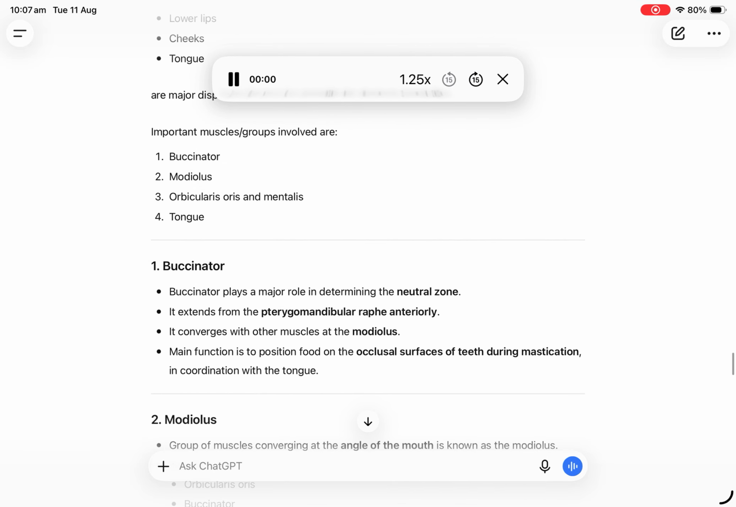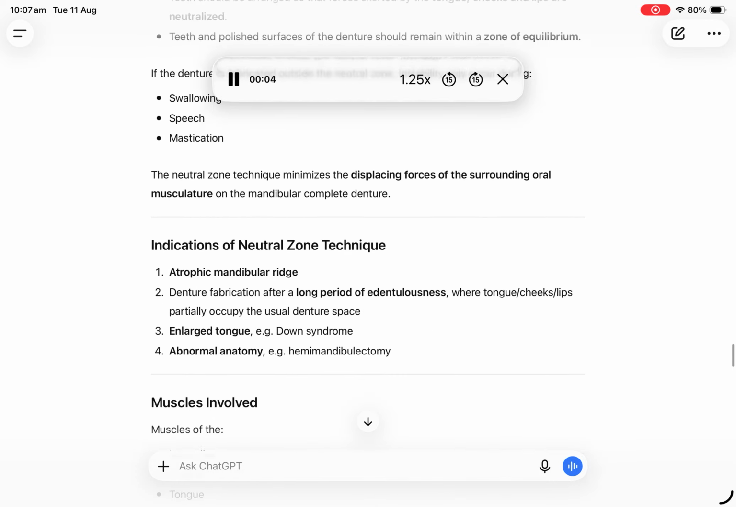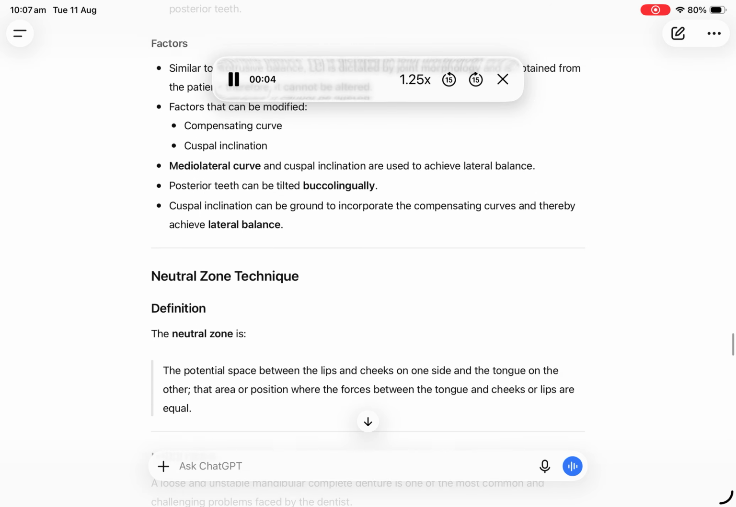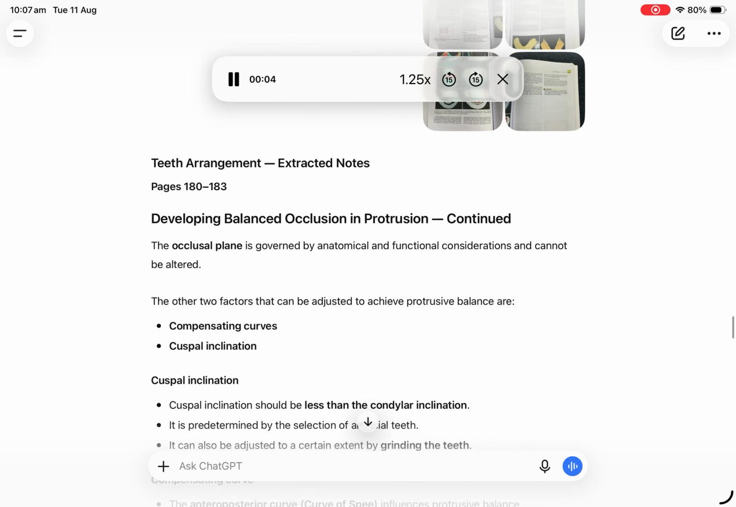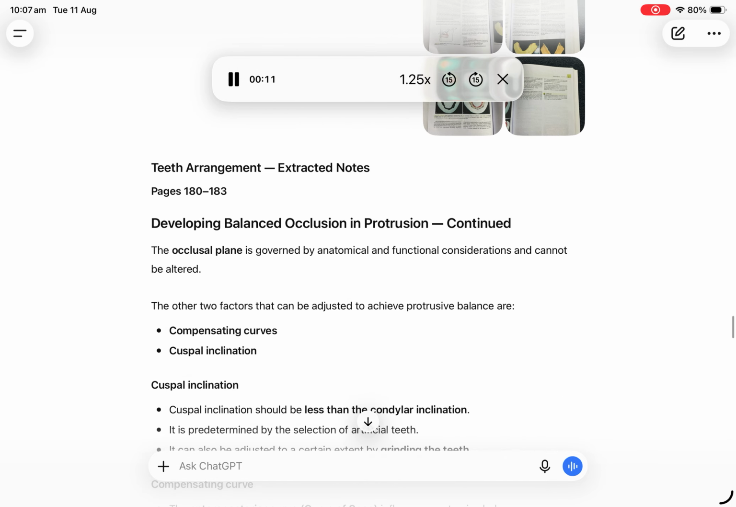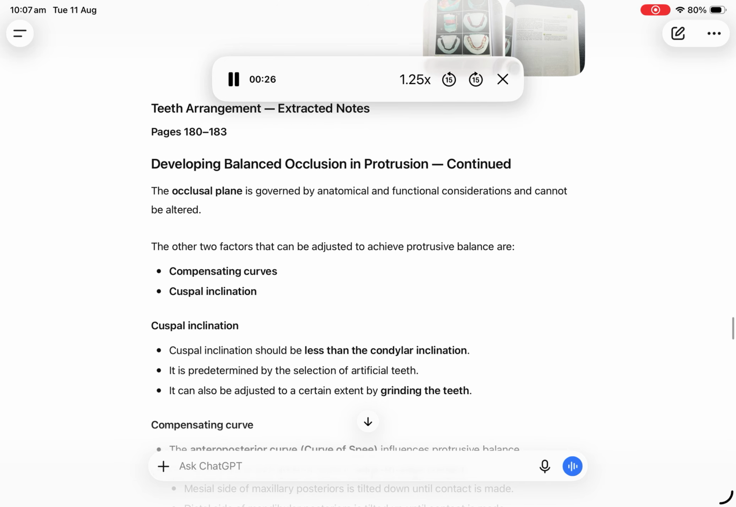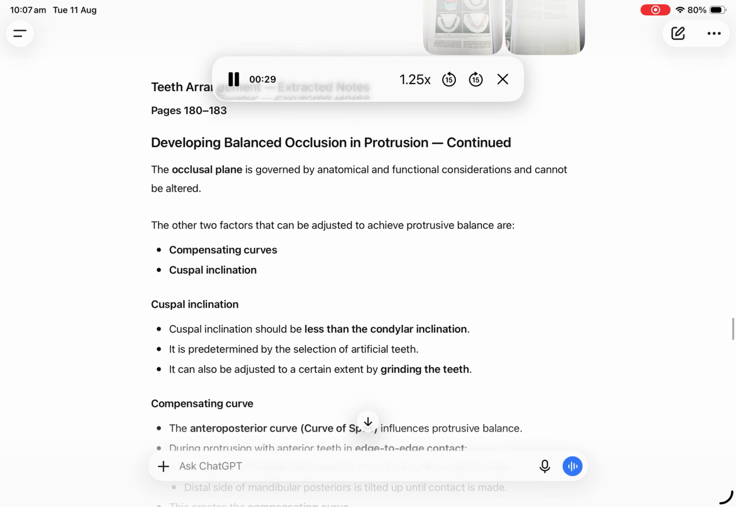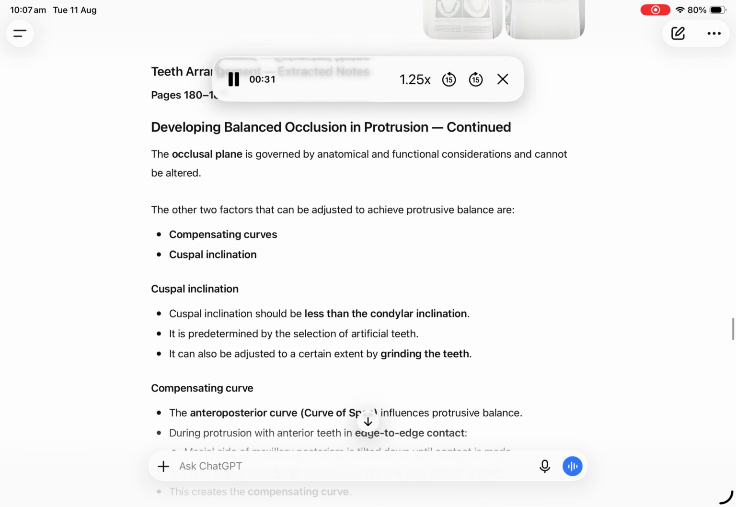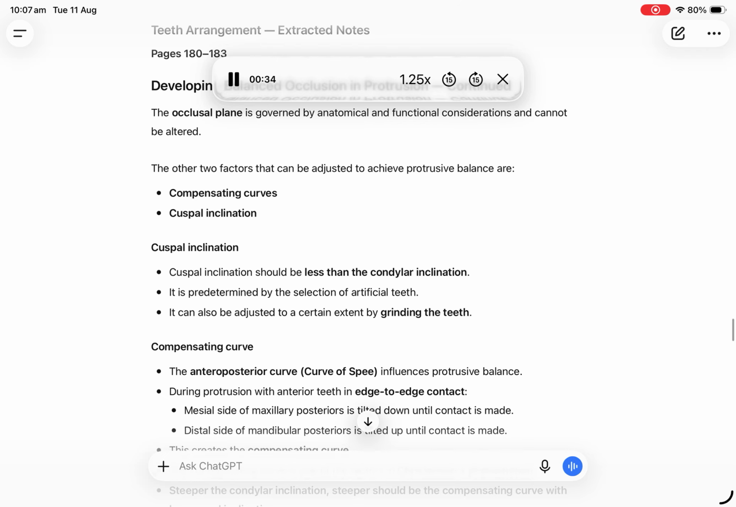Teeth arrangement, extracted notes, pages 180 to 183. Developing balanced occlusion in protrusion, continued. The occlusal plane is governed by anatomical and functional considerations and cannot be altered. The other two factors that can be adjusted to achieve protrusive balance are compensating curves and cuspal inclination. Cuspal inclination should be less than the condylar inclination. It is predetermined by the selection of artificial teeth. It can also be adjusted to a certain extent by grinding the teeth.